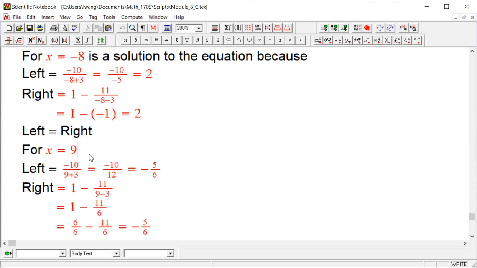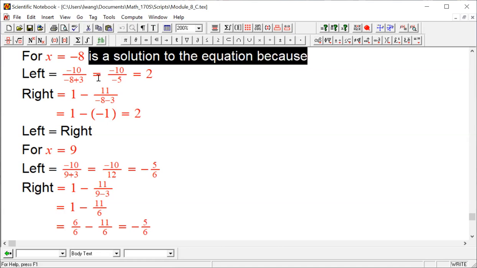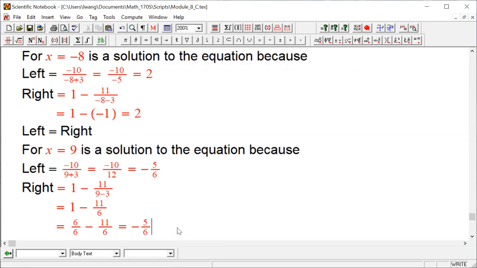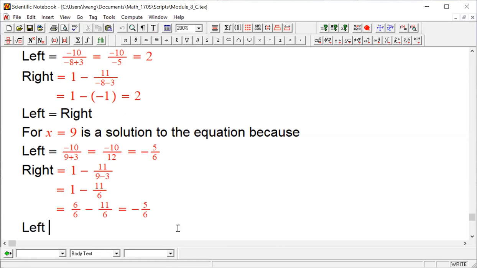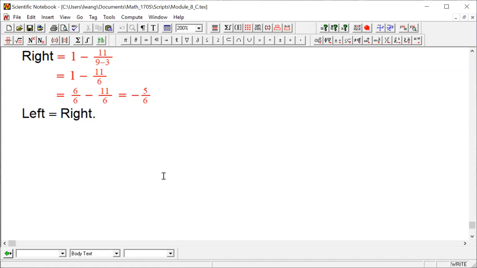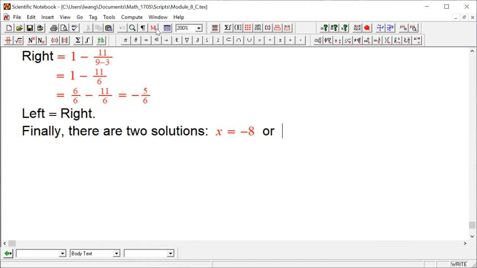So when x equals 9 is substituted into both sides of the equation, that makes it a true statement because left equals right. So left is equal to right. Okay, so in this case, you can see we have two solutions, right? So finally, there are two solutions: x equals -8 or x equals 9. So we have two solutions.